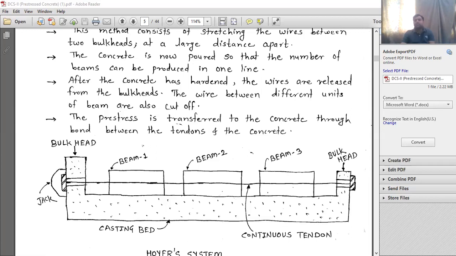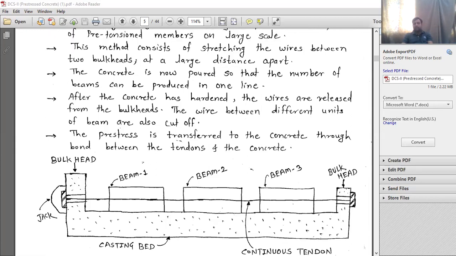Bulkheads means abutment, one and the same thing. The purpose of all is to give strong support. Okay, you can call abutment, you can call bulkheads. The function of them is the same, to provide a stable, strong support. So the method consists of stretching the wires between two bulkheads at a large distance apart. So these two bulkheads are very largely spaced. They are not close to each other.